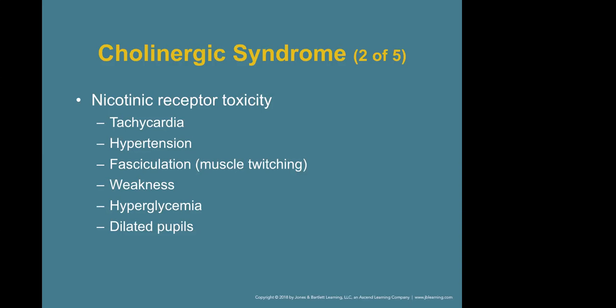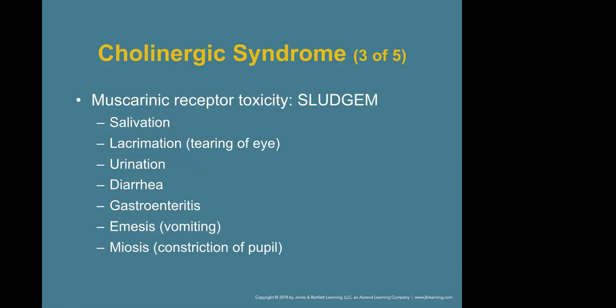So with these patients, that's going to be your nicotinic receptor toxicity. Your muscarinic receptor toxicity is going to be your SLUDGE patients. So anything liquid in your body will come out. We are talking about excessive salivation, sweating and tearing of the eye, excessive urination, diarrhea, gastroenteritis, emesis, and miosis.